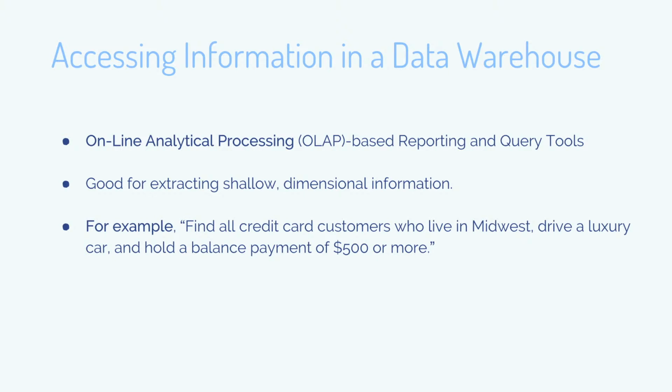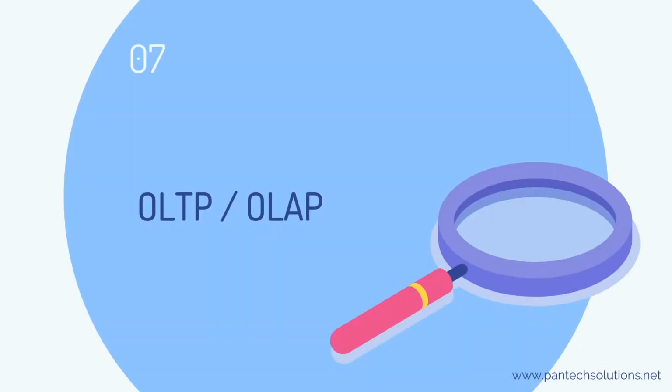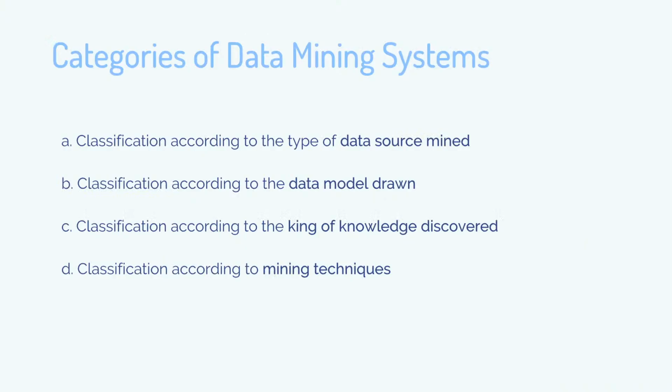For example, you can apply even more conditions: find all the credit card customers particularly in the Midwest with a luxury car, and I need 500 or more payment balance details. Like this you can give exactly the information you need, give different types of dimensional information, and retrieve the data. So this is the use of accessing the information of a data warehouse. Okay, so next one, OLTP and OLAP.